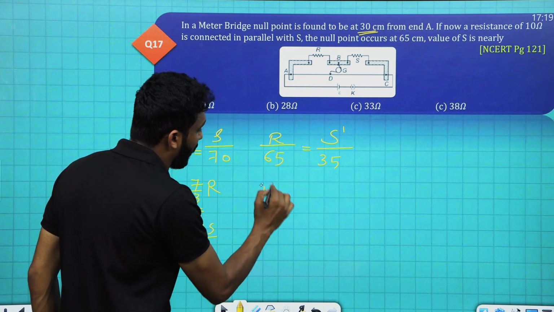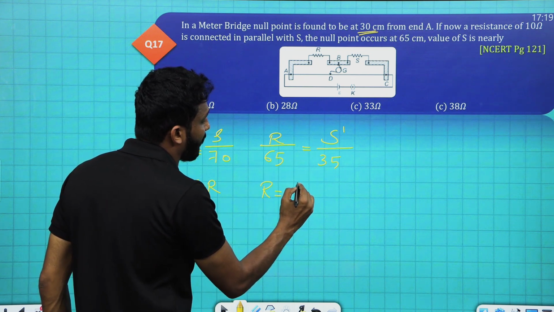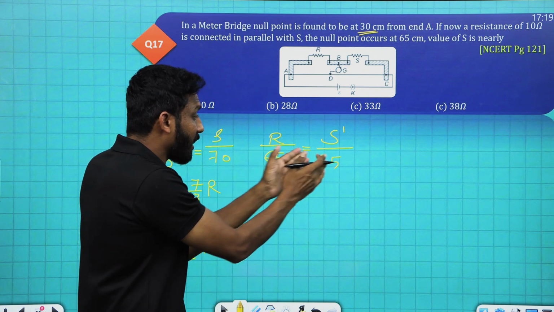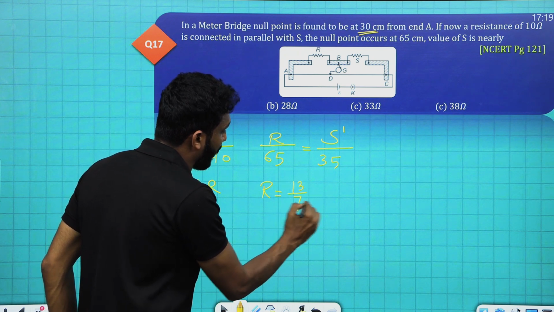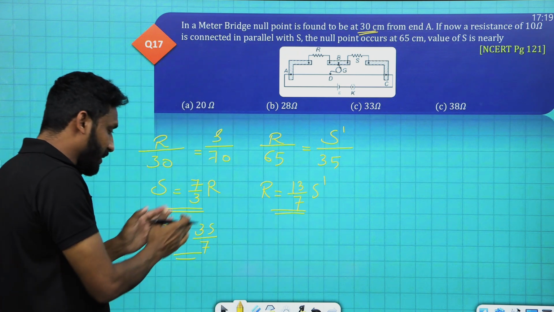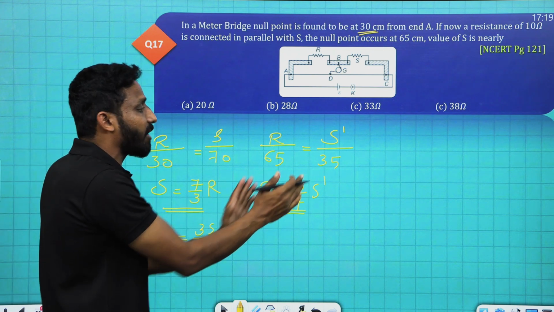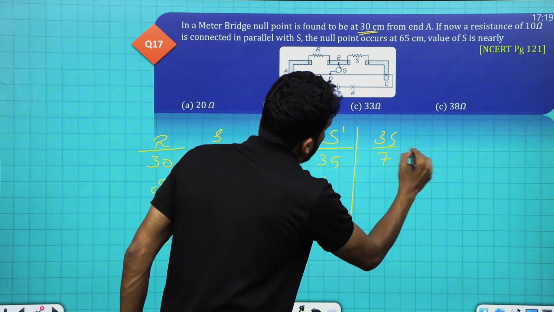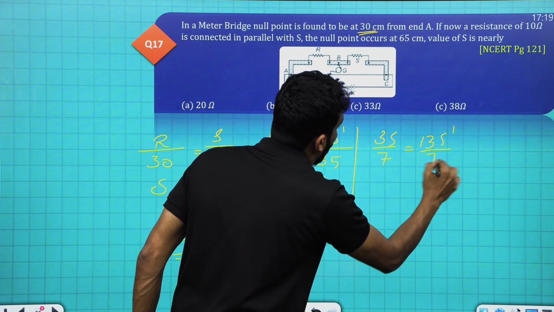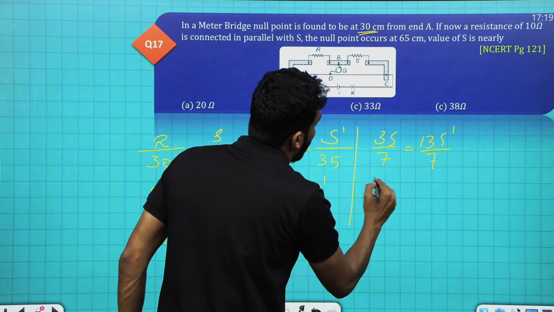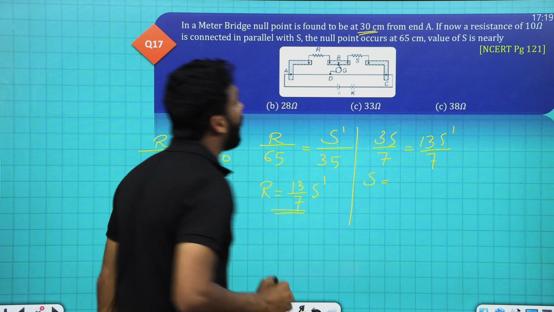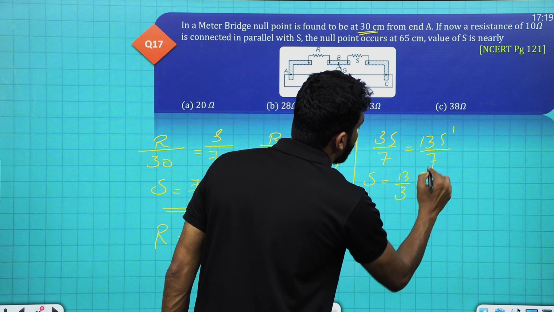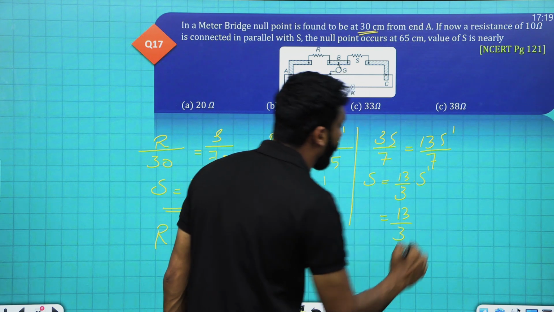Now here R is equal to 65 by 35 S'. We can divide these two by 5. Here it comes 13, here it is 7. 13 by 7 into S'. Here R is 3 by 7 into S. Here R is 13 by 7 into S'. Equating these two, we get 3S by 7 is equal to 13S' by 7. Okay, 7 cancelled. The value of S is asked, S is equal to 13 by 3 into S'.